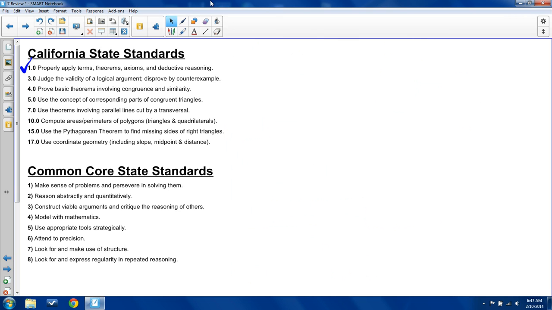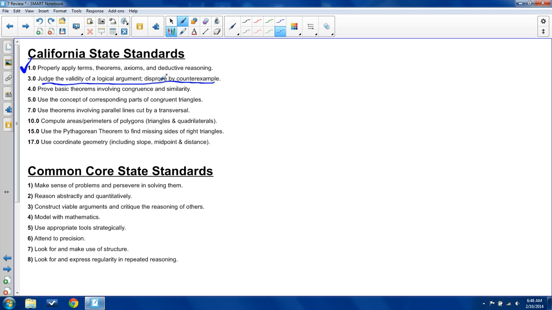Judge the validity of a logical argument disproved by counterexample. Now this is just a huge concept in this class in general. Everything I talk about is regarding logic, prove, disprove, etc. So I'm not saying always disprove. I want you to also prove, but you can't prove by example. Just remember that. Proving by example means giving a number example to support reasoning. The reason you can't do that is because I might still find another set of numbers where I can disprove it.